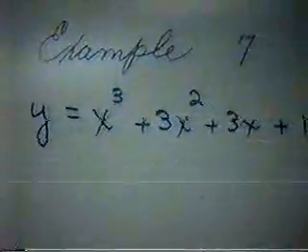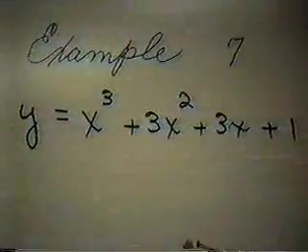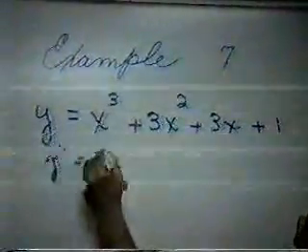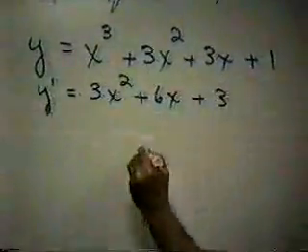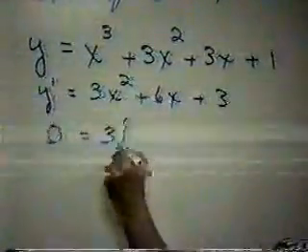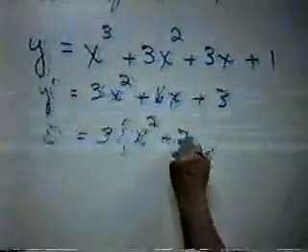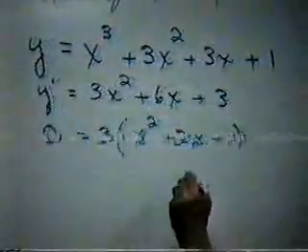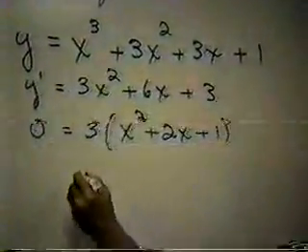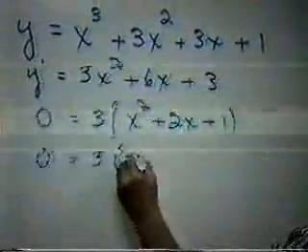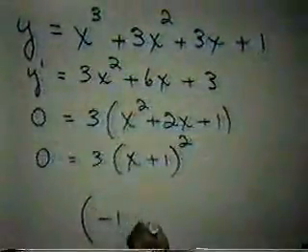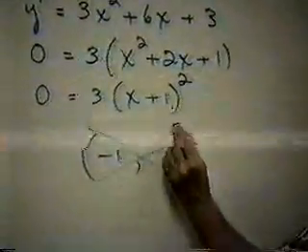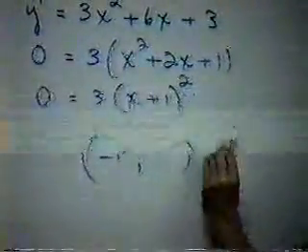All right, let's look now at example 7. Okay, taking the first derivative, 3x squared plus 6x plus 3, set it equal to 0. Factor out a 3, we get x squared plus 2x plus 1. Factoring that, we get (x plus 1) squared. So setting that equal to 0 and solving, no. Even power.